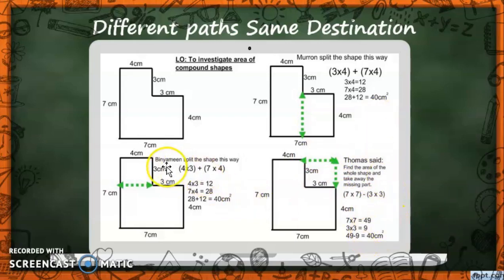Then Benjamin split the shape this way. Instead of splitting it vertically, he split it horizontally, and he got the same area. So different paths, same destination. Maths is so beautiful. Let's move on.